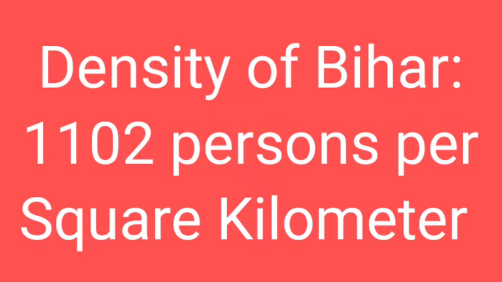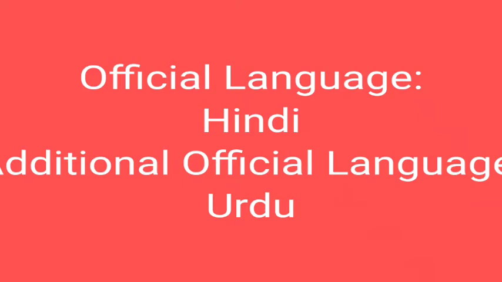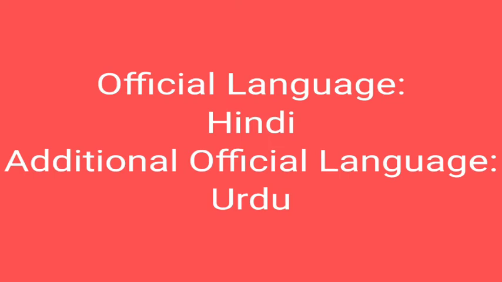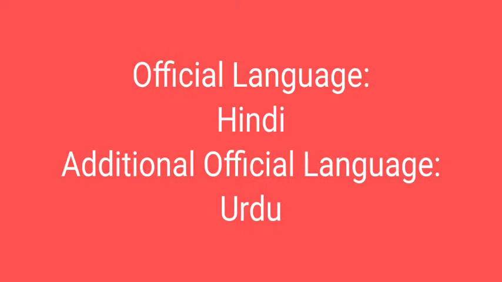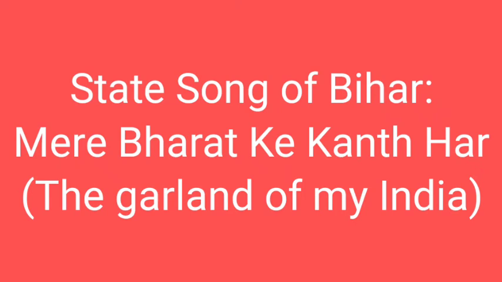The official language of Bihar is Hindi, and the second official language, or you can say additional official language, of Bihar is Urdu. It means Hindi and Urdu are the two official languages of Bihar. The state song of Bihar is Mere Bharat Ke Kanthahar. It means the garland of my India. This is the state song of Bihar.